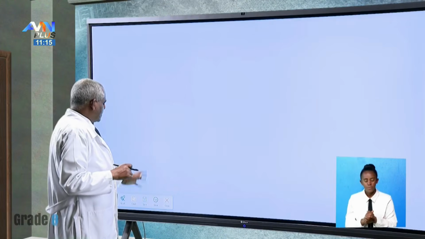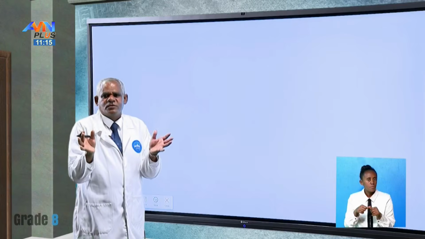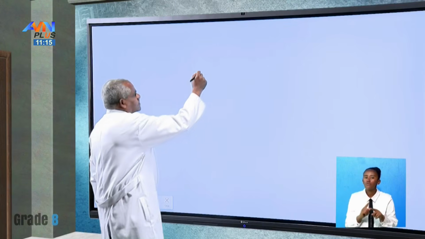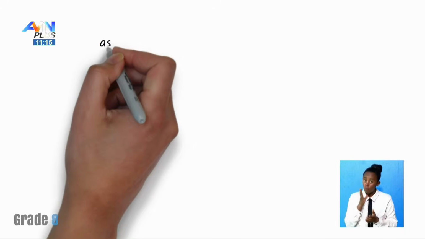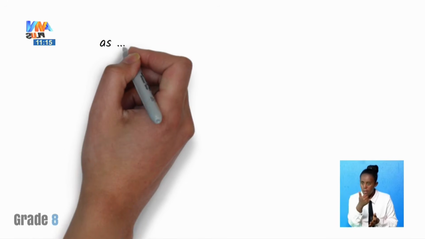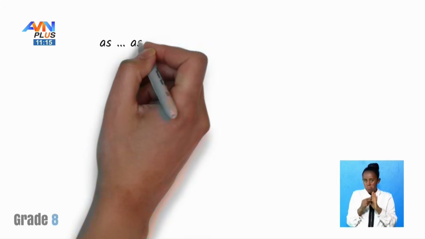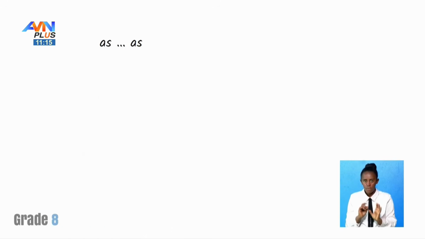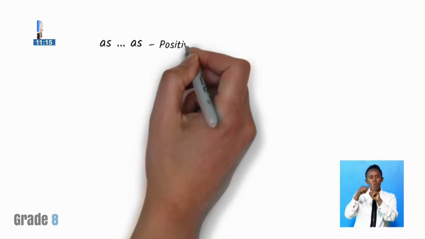All right. Another thing that you have to bear in mind is that I would like to tell you about the difference between the two structures. What are they? These structures, don't forget that "as... as" is possible in the case of positive sentences. Don't forget this one. Positive comparison. Now the word is positive comparison.